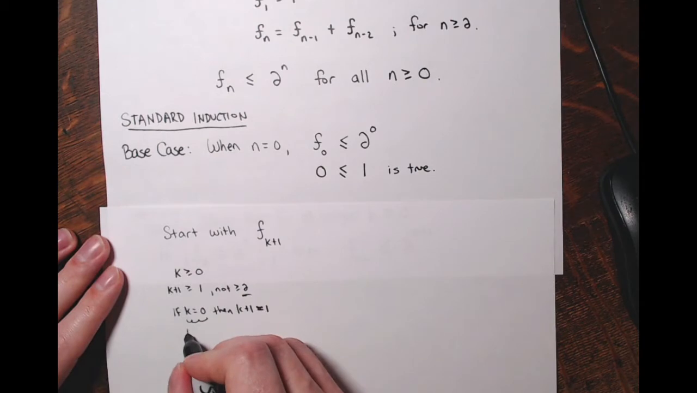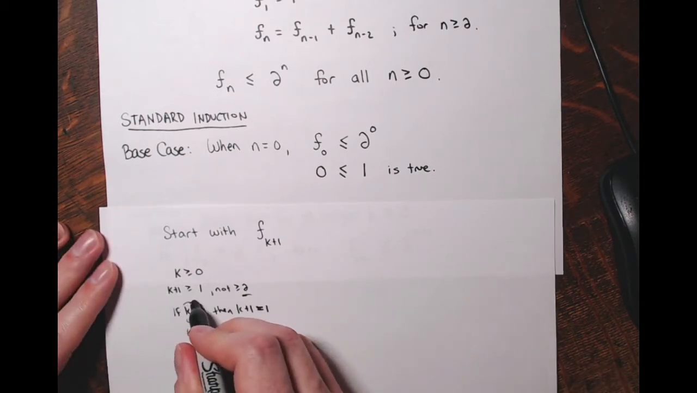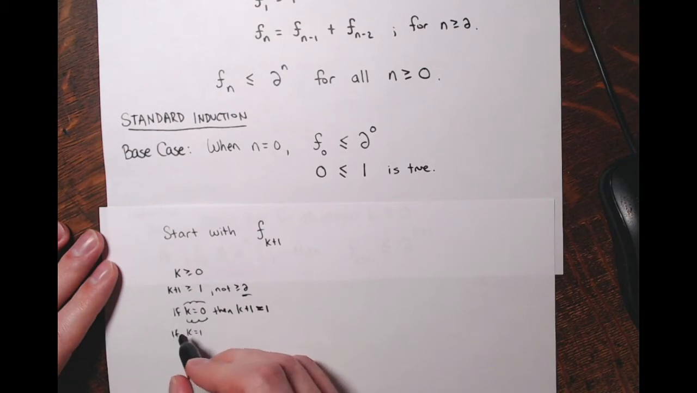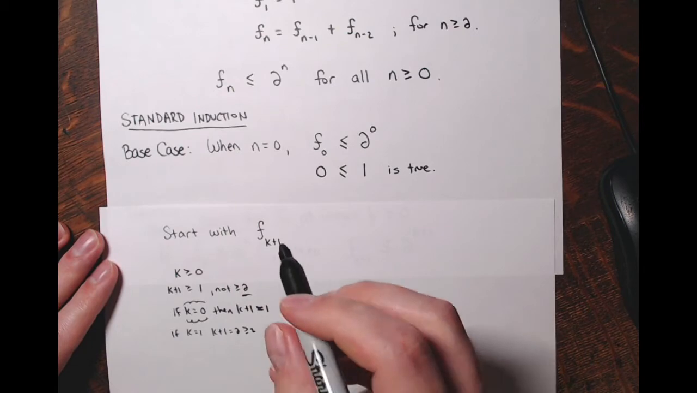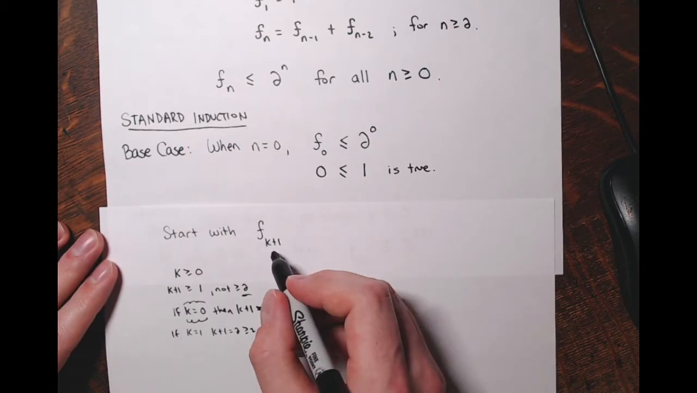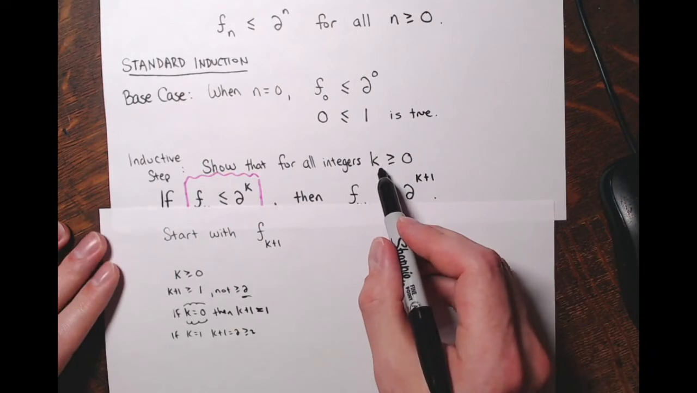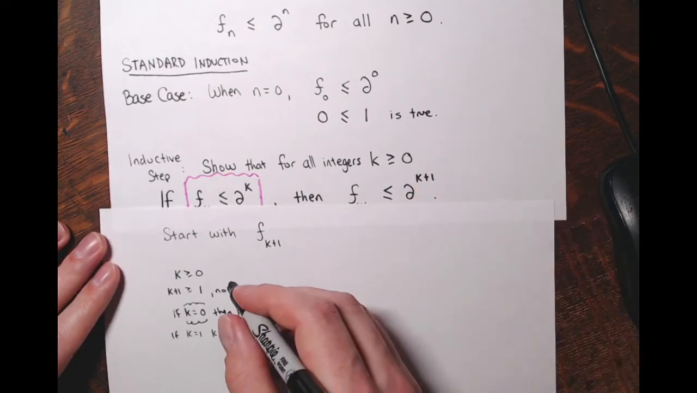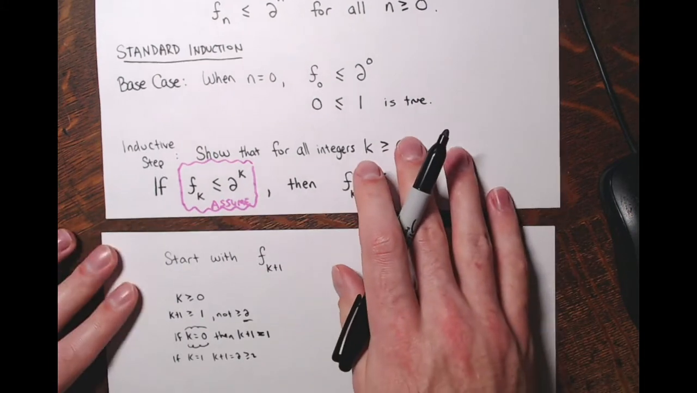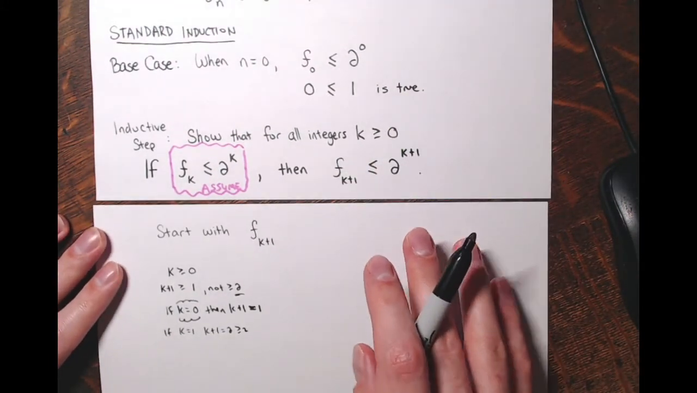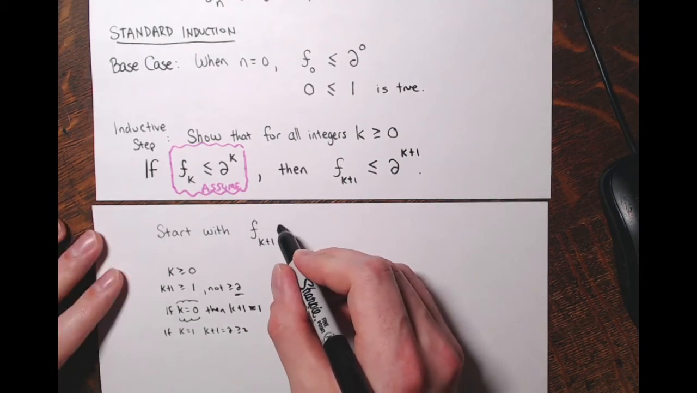So our next thing would be, when we've shown that it's true for k equals 0, now if k equals 1, k plus 1 equals 2, and that's greater than or equal to 2. So really, we're showing for integers k greater than or equal to 1 that this statement is true. See, it gets messy.